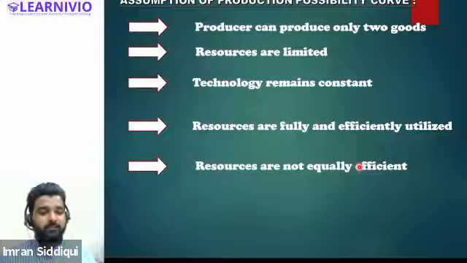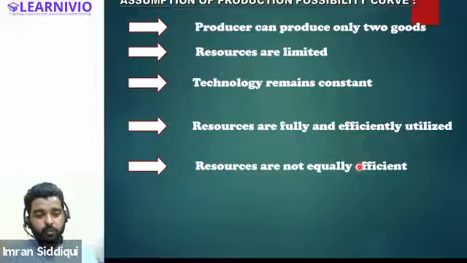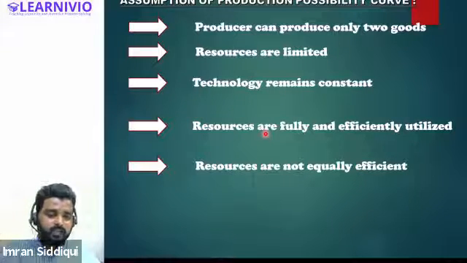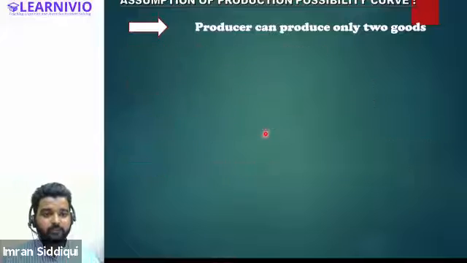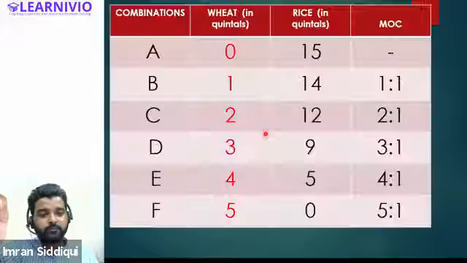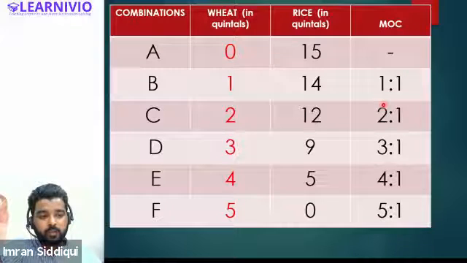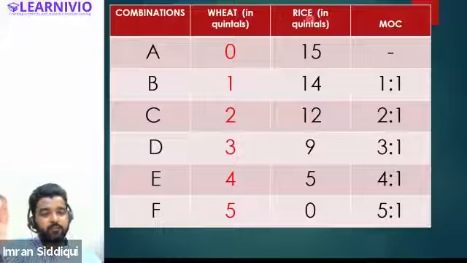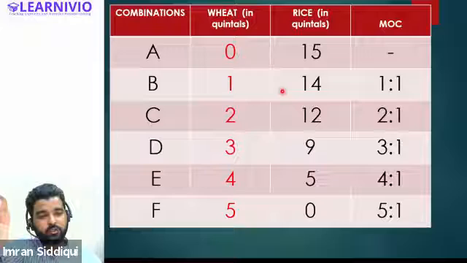Laborers have expertise in the production of pens, and when we shift the laborers from the production of pens to the production of notebooks, the overall productivity will decline, their efficiency will decline, and now they will have to sacrifice a greater number of units. Because we have assumed that resources are not equally efficient, due to this factor your marginal opportunity cost keeps on increasing. As we move the labor from the production of rice to wheat, more units need to be sacrificed in order to increase the production of wheat.